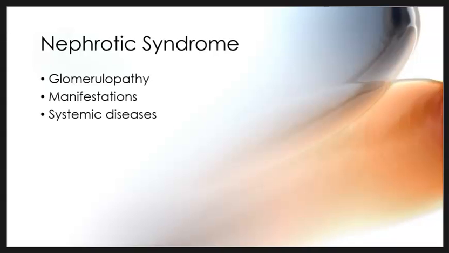There are also some systemic diseases such as systemic lupus and Henoch-Schönlein purpura, as well as infections, malignancies, and vasculitis. They've all been found to be associated with nephrotic syndrome, but overall, the most common cause associated is diabetes.